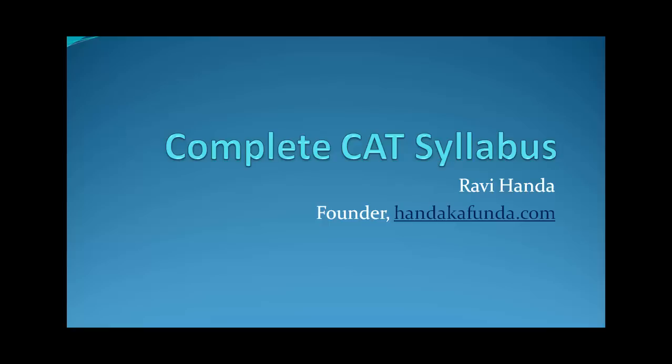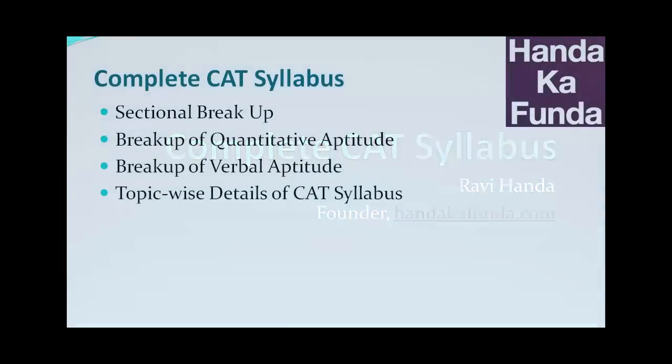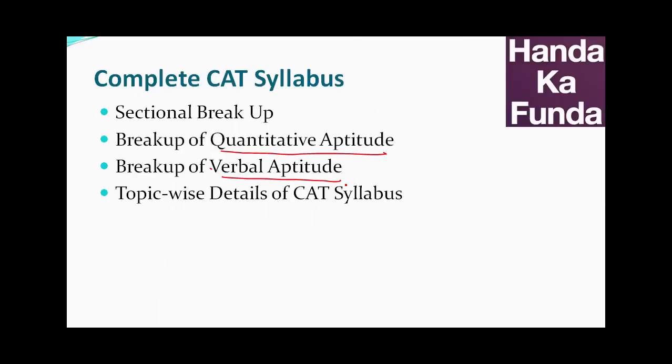So I'll probably have 3 or 4 videos in which I will get into complete detail of what the CAT syllabus is, what the various priorities are, what chapters are covered, what topics are covered and stuff like that. To begin with, in this particular video, we are going to look at the sectional breakup, as in the 2 sections which are asked in CAT, which section contains what. Then we are going to have a look at the breakup of the quantitative aptitude part, the breakup of the verbal aptitude part, and then we will have a look at the various topics into which your CAT syllabus can be divided.